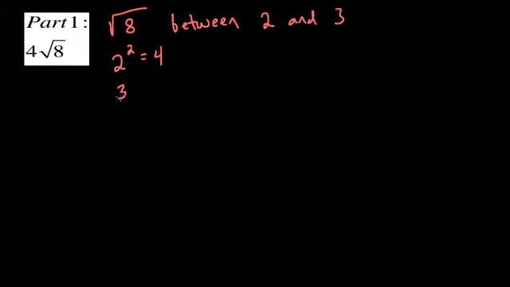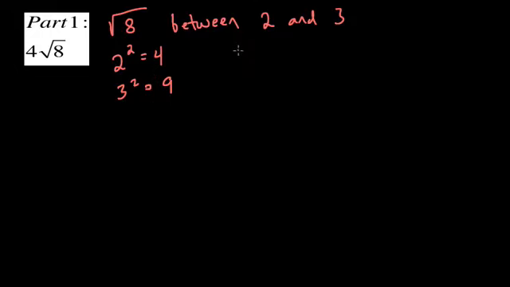First, I deal with the square root of 8. The square root of 8 is between two whole numbers. It's between 2 and 3. Why? Well, 2 squared is equal to 4, and we're trying to find the square root of 8. So 2 squared would be too small, it only gets you 4, and 3 squared is higher than 8, it's equal to 9. So the square root of 8 must be between 2 and 3.